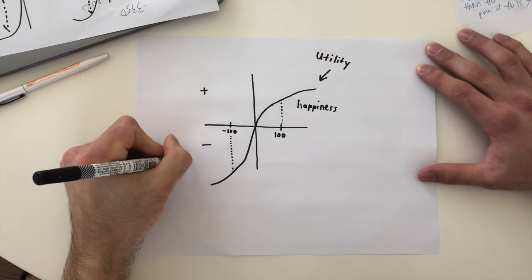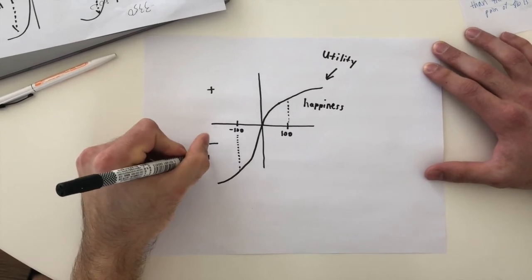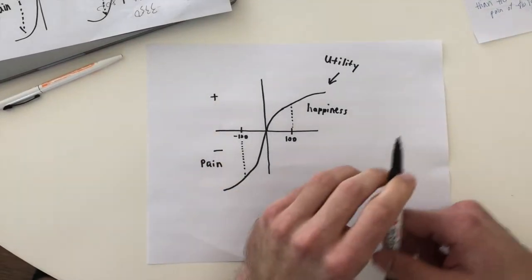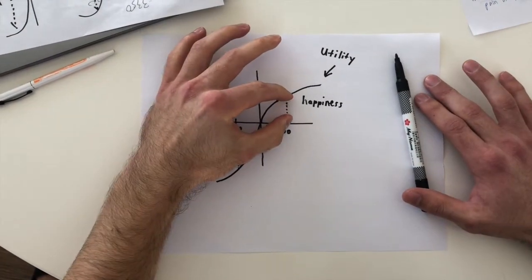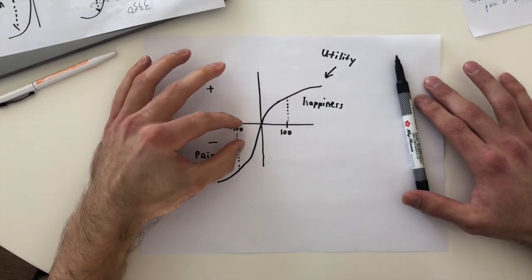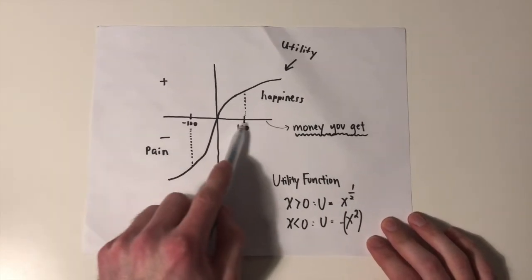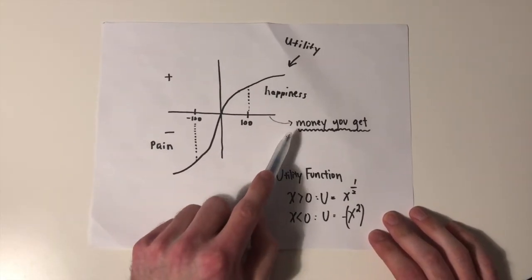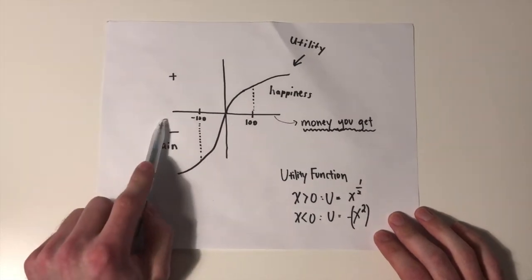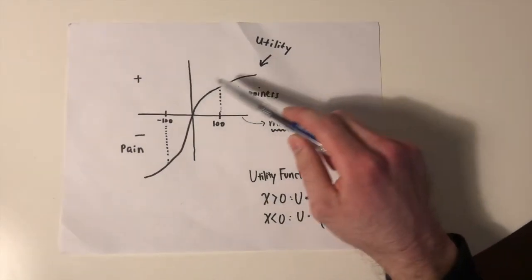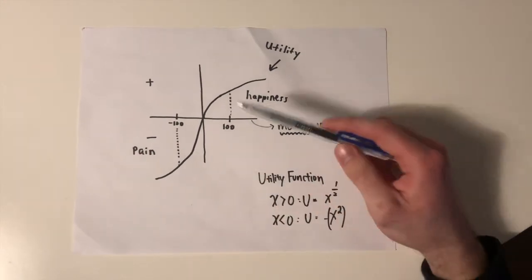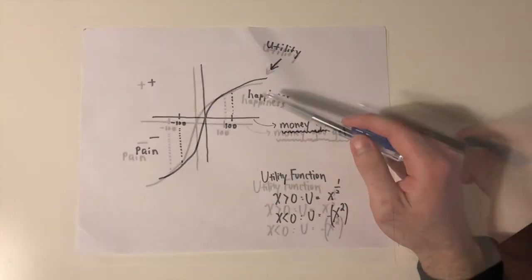On the graph, you can clearly see that the happiness that comes with gaining $100 is much less than the pain that comes with losing $100. Assume the x-axis is money received. When it's positive, you get free money. When it's negative, you lose money. The utility curve represents the amount of utility you gain or lose in each situation.